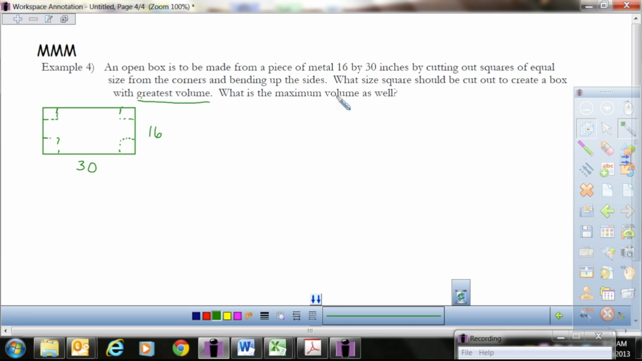So there are 2 questions. What size should the square be, and what is the maximum volume? So they're working you on this one too. So make sure you answer 2 questions when you finish. How much should you cut out, and what is the maximum volume? So the volume of a box is length times width times height. And so that is the thing that we're trying to maximize or minimize.